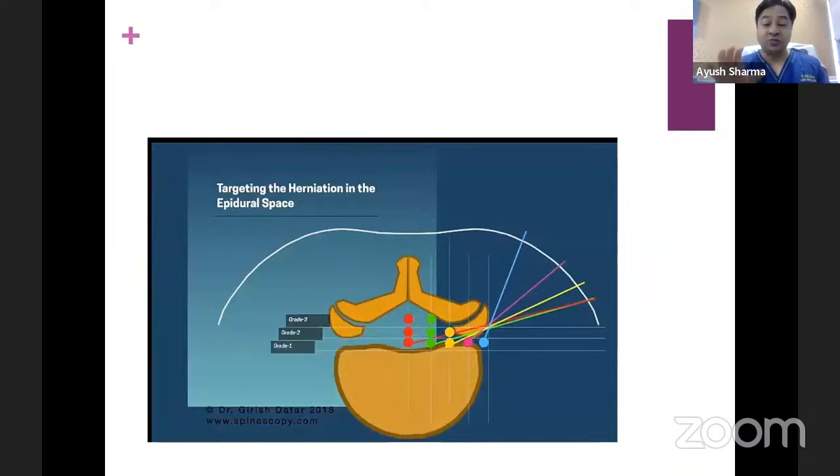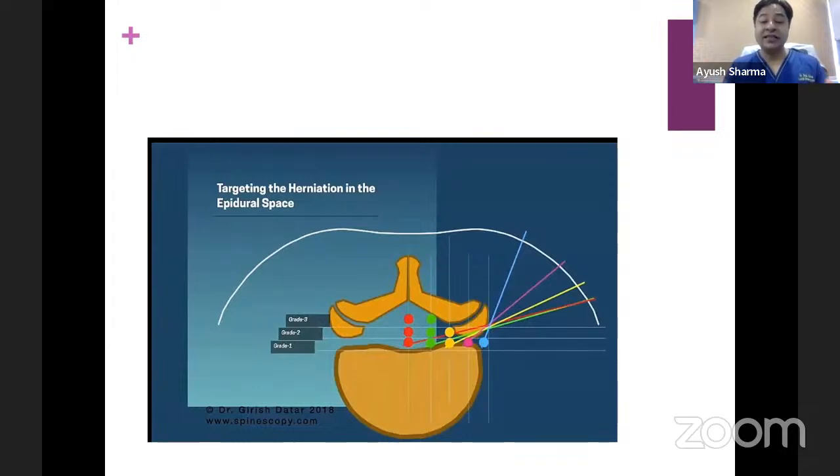There's a slide just to make you think. It is impossible to teach you everything. Either you join Dr. Datar's course to learn everything, but the idea here is not to teach you everything in one go, but to make you aware how things change. So this is just to make you understand what you can target and what you cannot target. If you want to target something here, it is almost impossible for a transforaminal approach to do it. Something like this, maybe an expert can do it. This is the easiest thing to do through a transforaminal approach, which is extraforaminal disc.